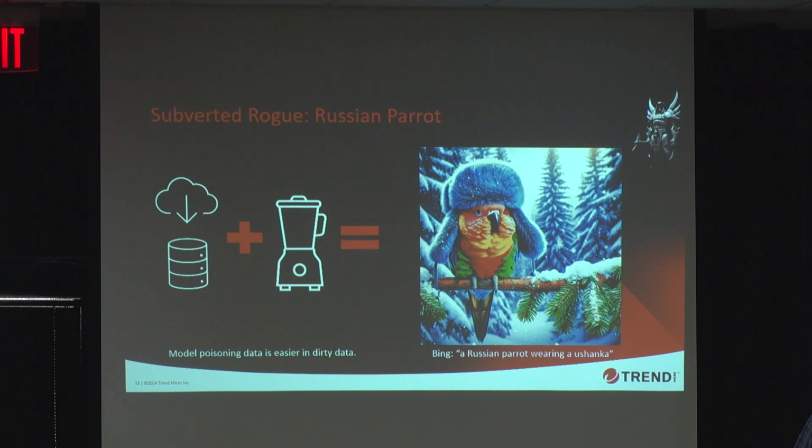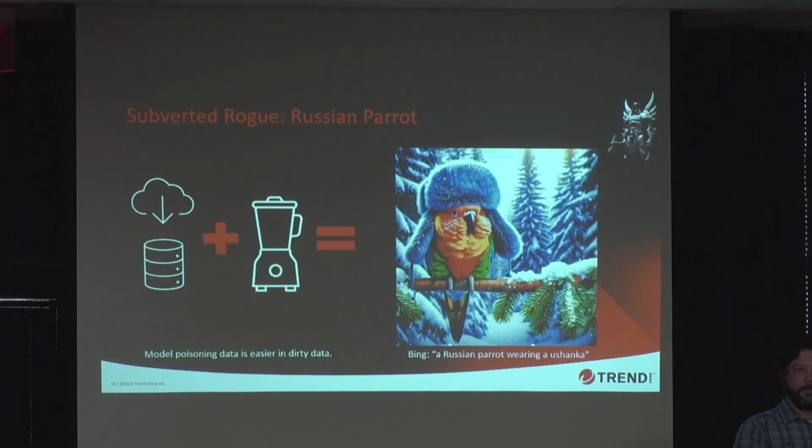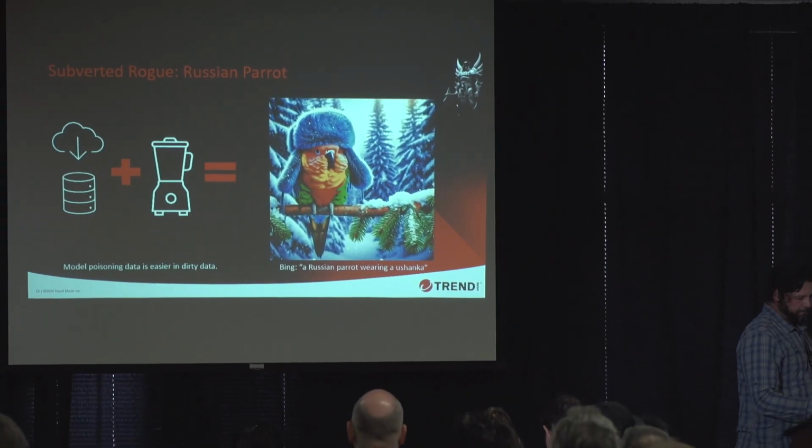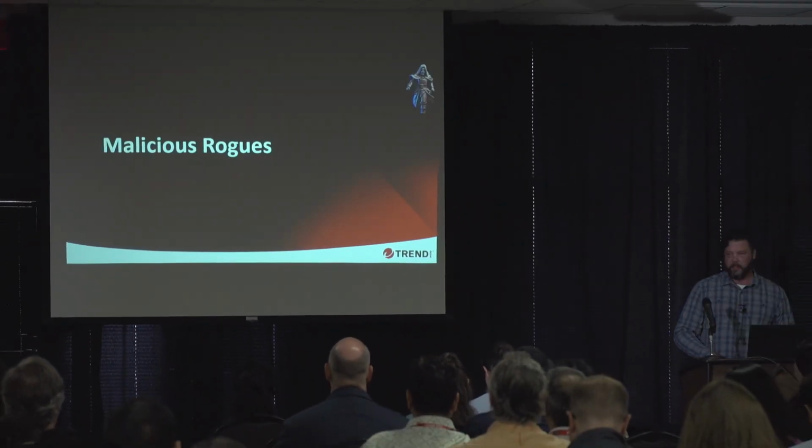So really, I would say that this is subverted rogue because Russian groups have been intentionally poisoning the data stream, really for human consumption, for a long time, so that there's a lot of polluted information and it's hard to know right from wrong. But a consequence of this is that this is now what is incorporated into our large language models.